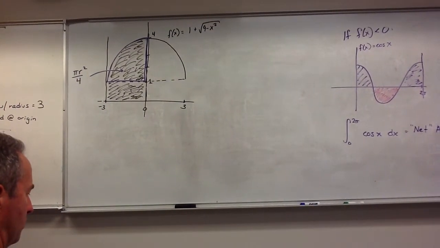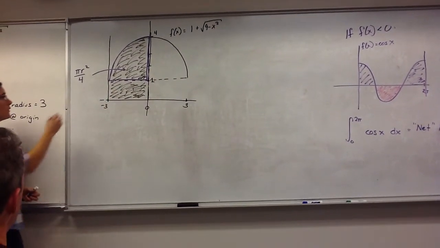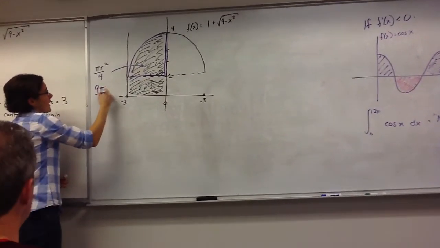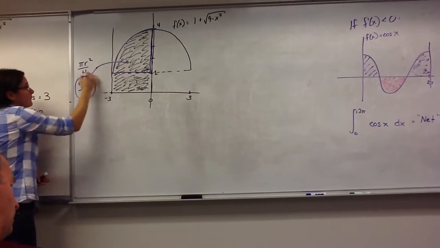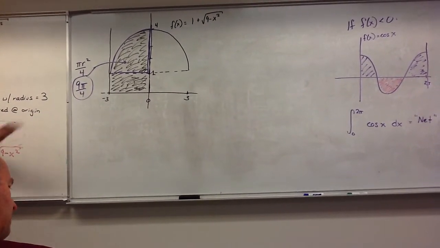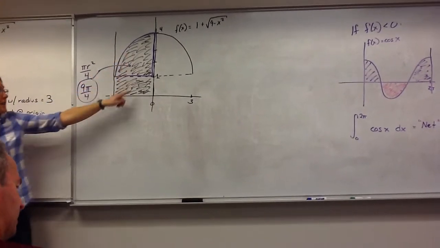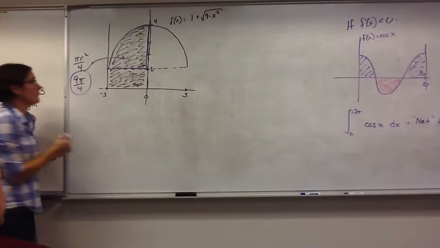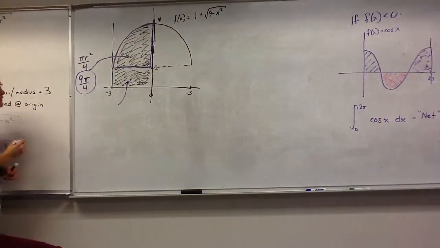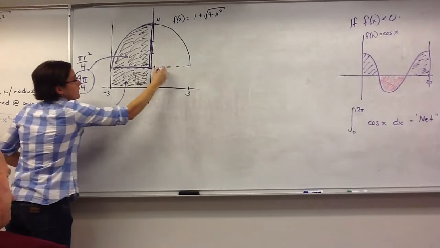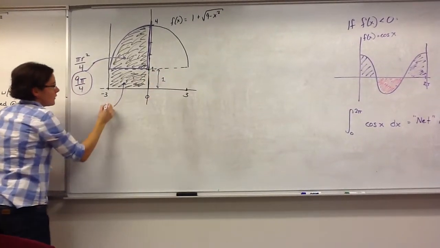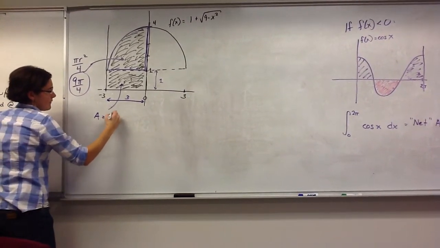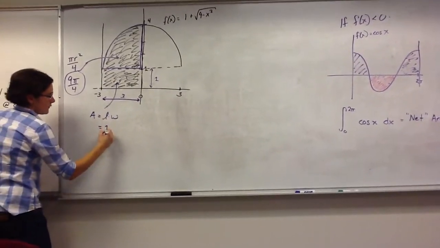For that part, we've got pi r squared over 4, and our radius is 3 in this case, so we can even just do it as 9 pi over 4 for that area. And that is strictly for that quarter circle up there. And then we also have this rectangle down here. For that one, we can do length times width. Our height is 1, and our width is 3, so we have 1 times 3.